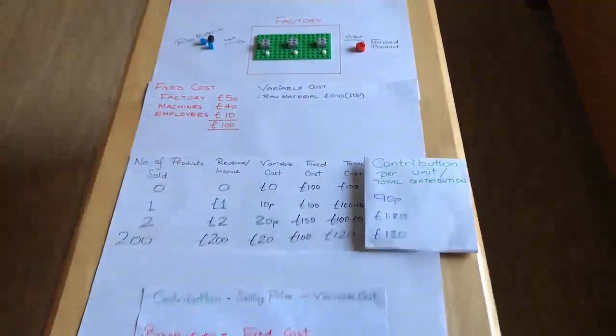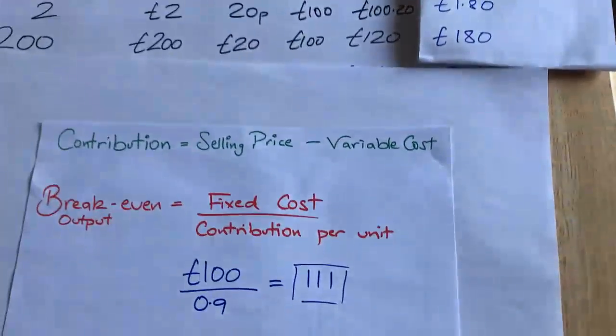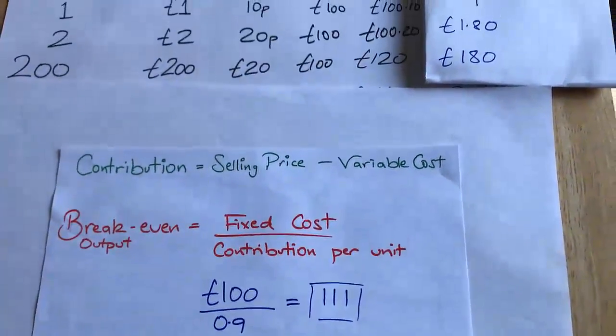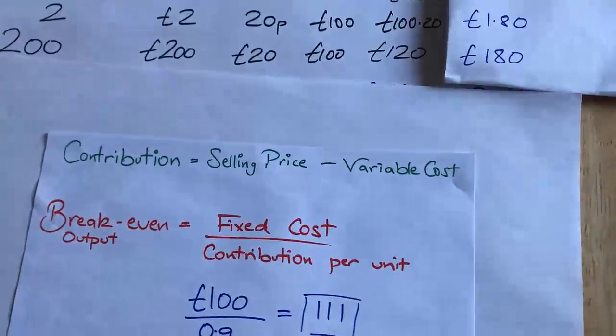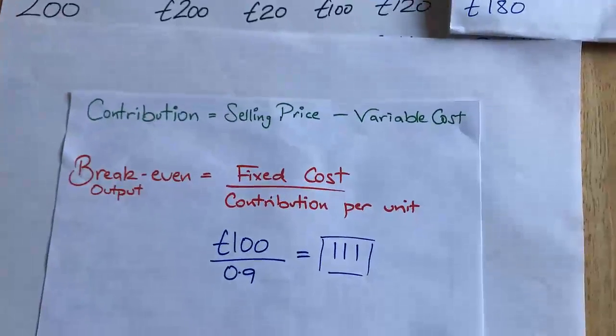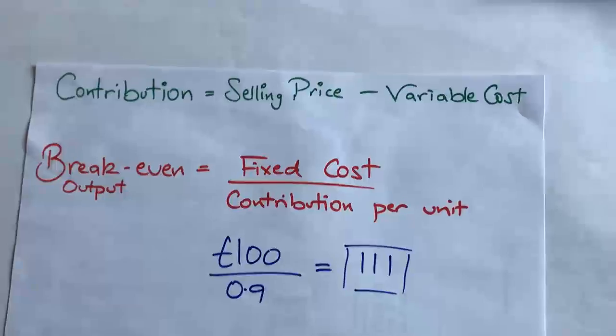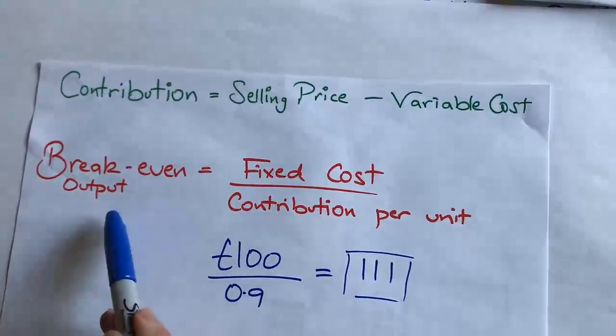Let's talk about break-even point. Break-even point is basically where you are making enough products to cover all your cost. You're not making any loss, but you're not making any profit either. So here's a formula. Contribution we've already done. Break even, this is how you work it out.